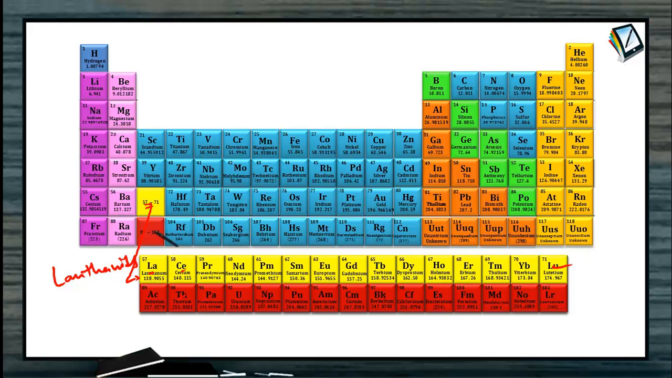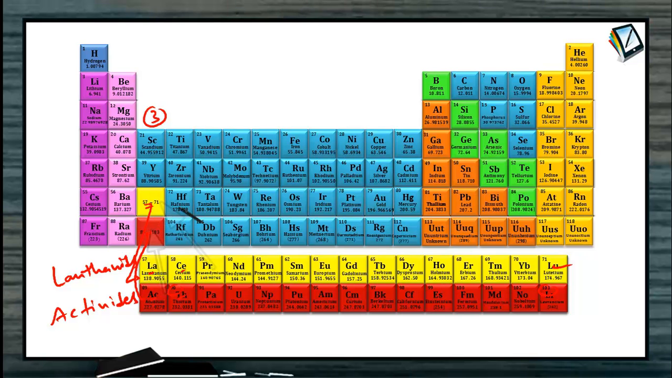Again, the 14 elements coming after actinium, atomic number 89, that is from atomic number 90 to atomic number 103, all these 14 elements are called the actinides or actinoids. They are supposed to be placed at this particular point. As that space is not sufficient, they are accommodated separately below the periodic table. So both lanthanides and actinides belong to the same group, the third group, and lanthanides belong to the 6th period and actinides belong to the 7th period.